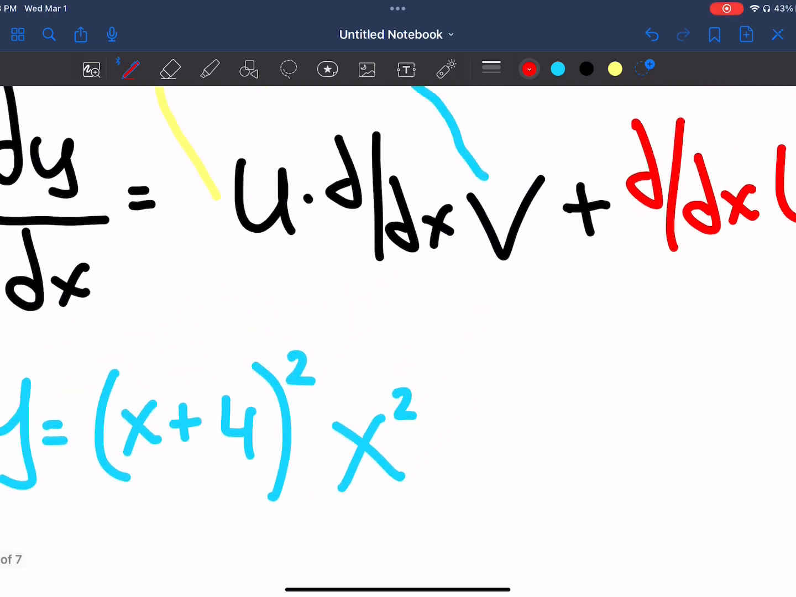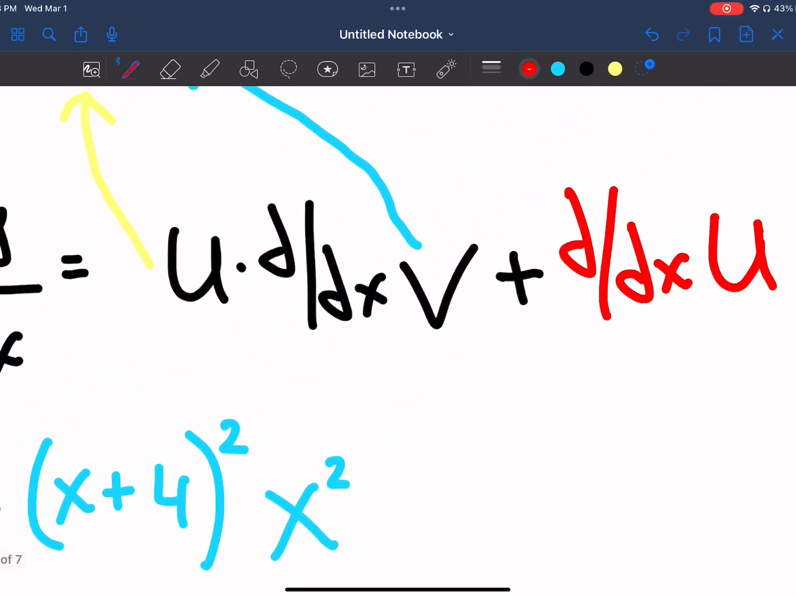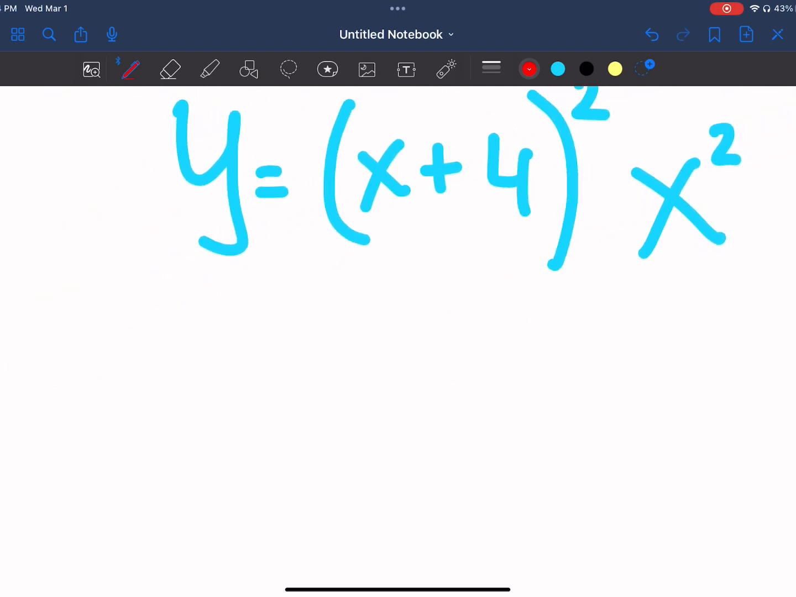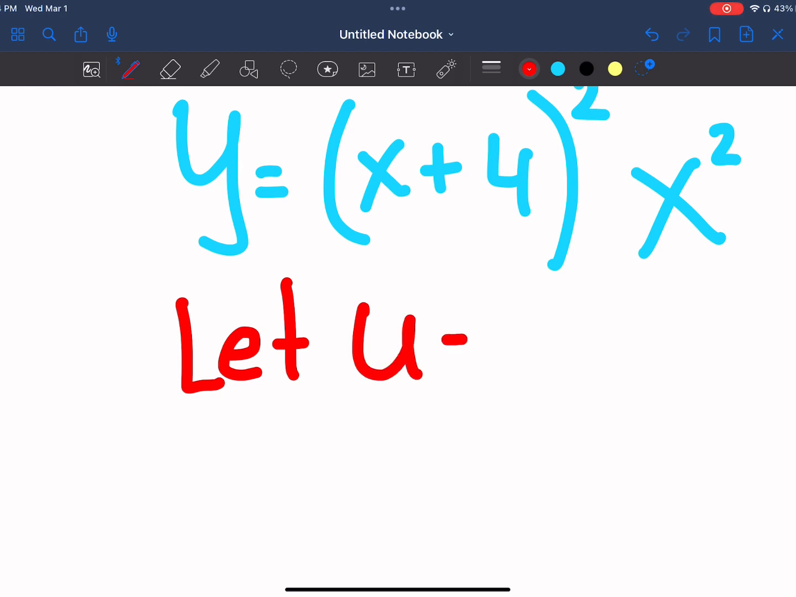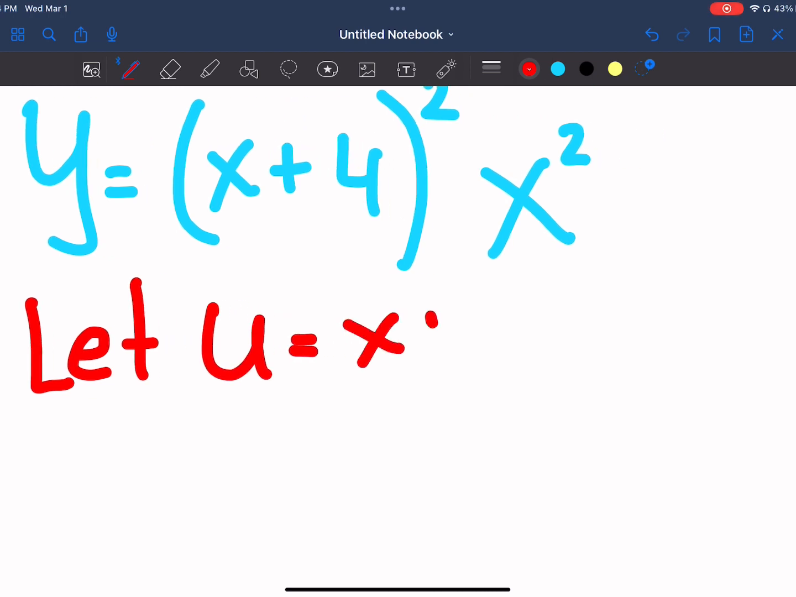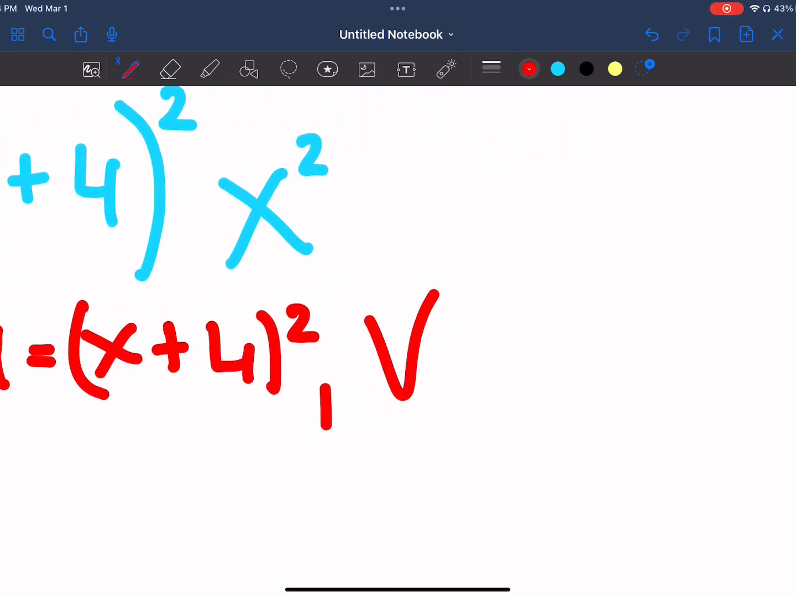Right now I want you to be thinking about how to solve this. If you remember what I just spoke about, the general formula of what we use to find the derivative of two functions of x being multiplied by each other, we can say that x plus 4 to the power of 2 is equal to u. So we'll say u equals x plus 4 to the power of 2. I will say that v equals x squared.